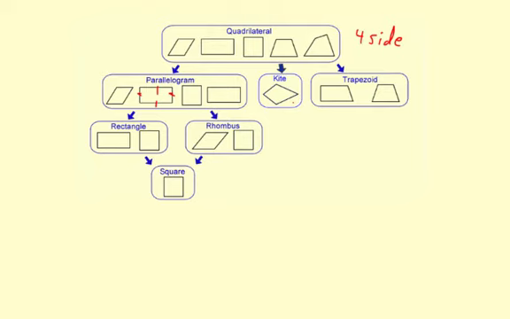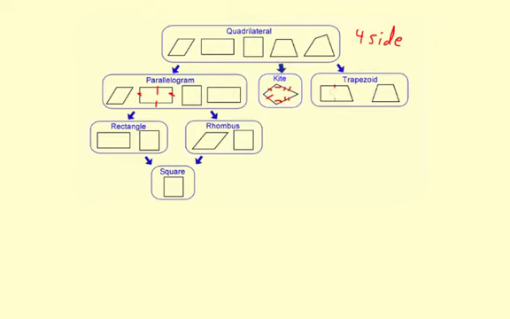Okay, then there's a kite. A kite has two pairs of consecutive sides with the same length, so that would be these and these. And also, exactly one pair of opposite angles are congruent, or the same measure, and that's these two angles right here. They're the same size.